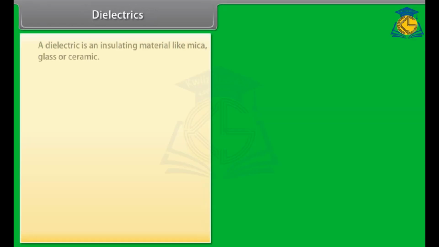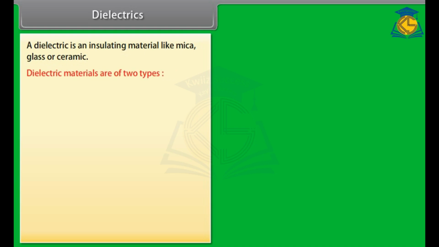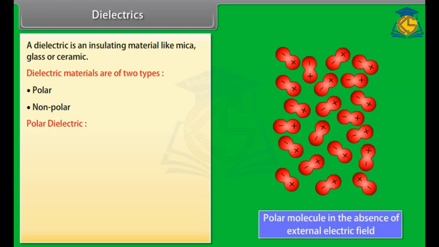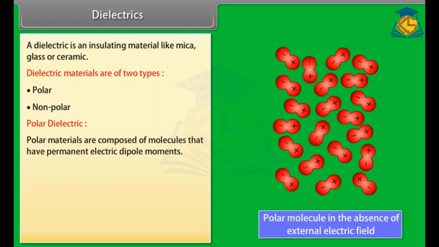Dielectrics. A dielectric is an insulating material like mica, glass, or ceramic. Dielectric materials are of two types: polar and nonpolar. Polar dielectric. Polar materials are composed of molecules that have permanent electric dipole moments.